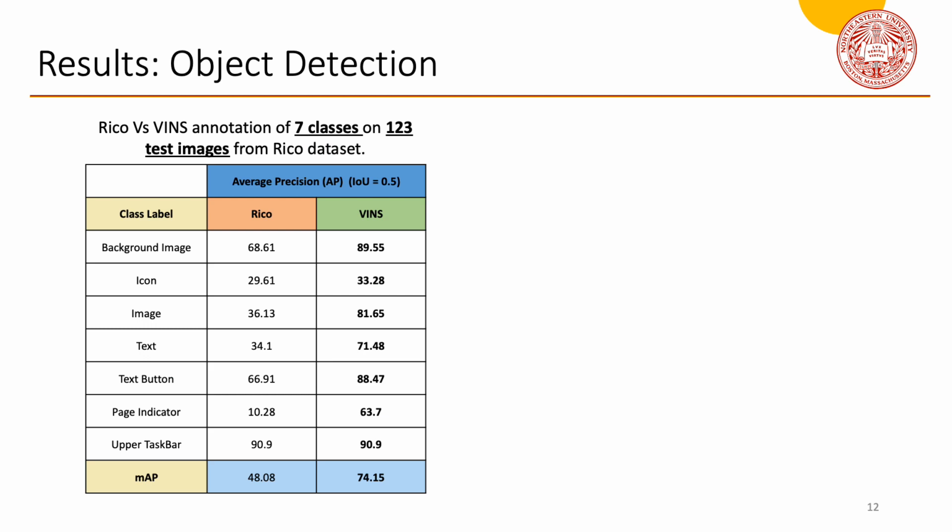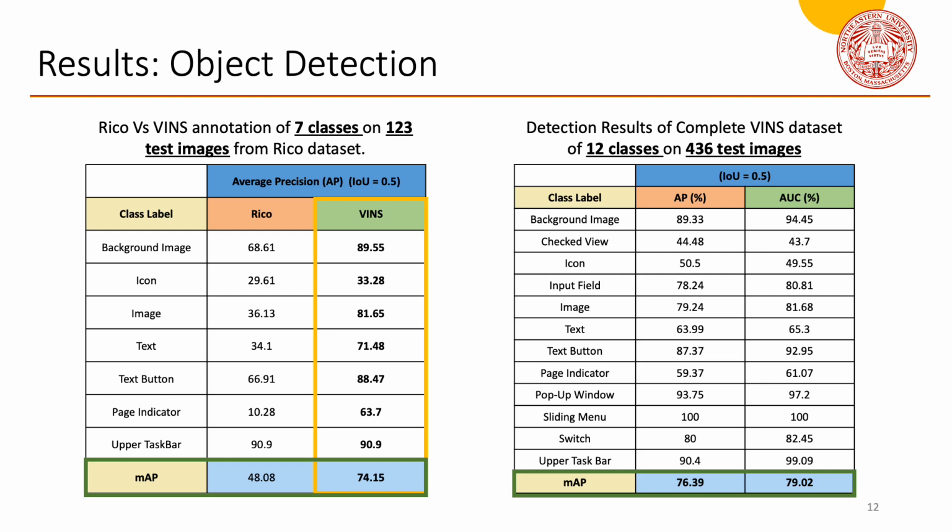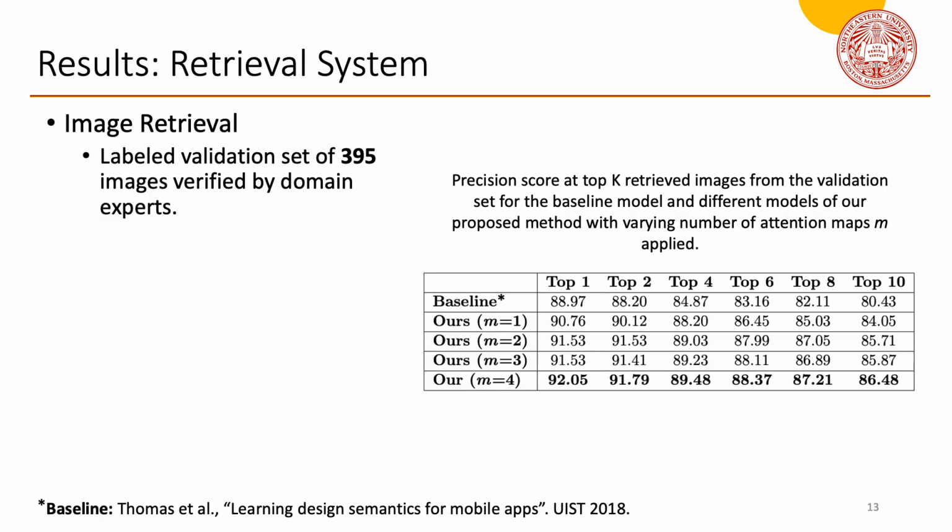For the results, we first evaluate the annotations of the VINS dataset with object detection. Overall, VINS annotations provide a 26% increase over the mean average precision of RECO dataset annotations. Next, we evaluate on the complete VINS dataset across 12 classes and achieve an overall mean average precision of 76 and area under the curve of 79. Second, we evaluate the retrieval system by calculating the precision score at top K retrieved images. Overall, our model outperforms the baseline and further improves the precision rates at each value of K.